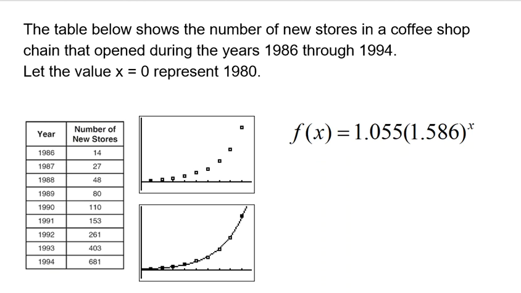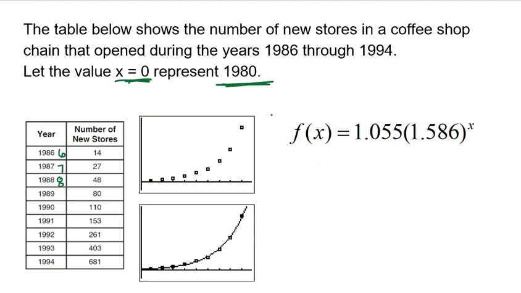So the first thing we do is be careful. When we're going to plot this, x equals 0 is 1980. So this would actually be an x value of 6, an x value of 7, 8, and you get the point. So it's important to understand that, when we make a scatter plot of this, we don't use 1980. I mean, you could, but we typically don't. We just say, okay, 0 represents 1980, and then we calculate what the values would be from 1980.